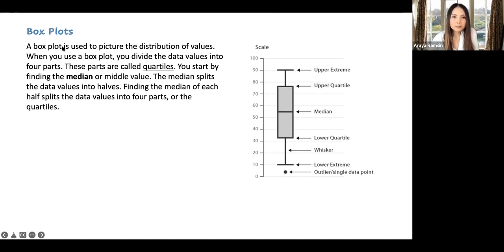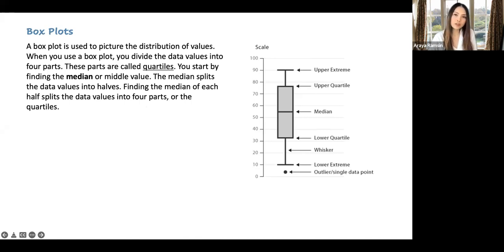Okay, it's used to picture the distribution of values. When you use a box plot, you divide the data values into 4 parts, and these parts are called quartiles. Okay, there are 4 parts: 1, 2, 3, 4. You start by finding the median or the middle value. Okay, we look at this one previously, and the median splits the data values into halves. Finding the medians of each half split the data values into 4 parts, or the quartiles.